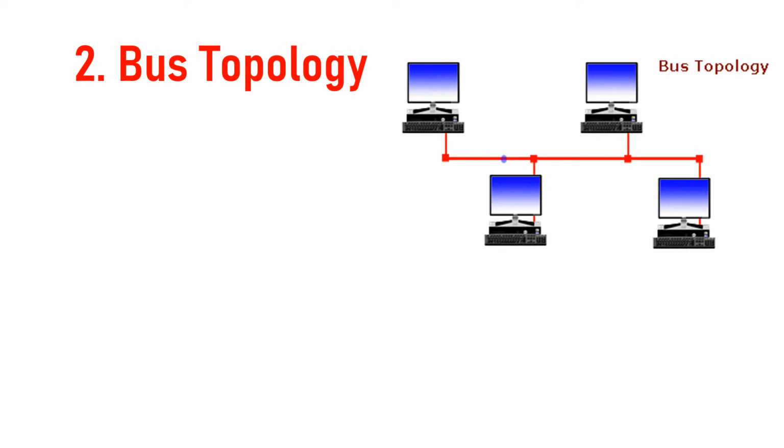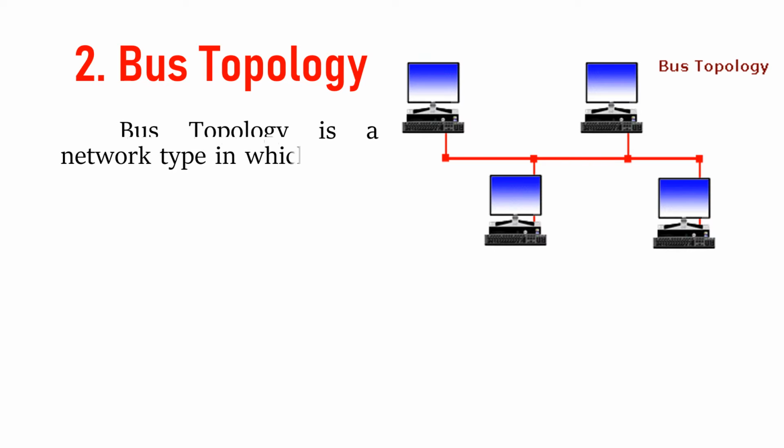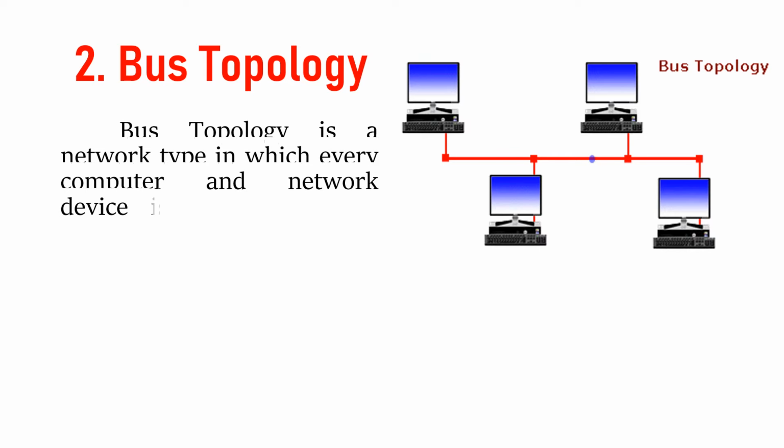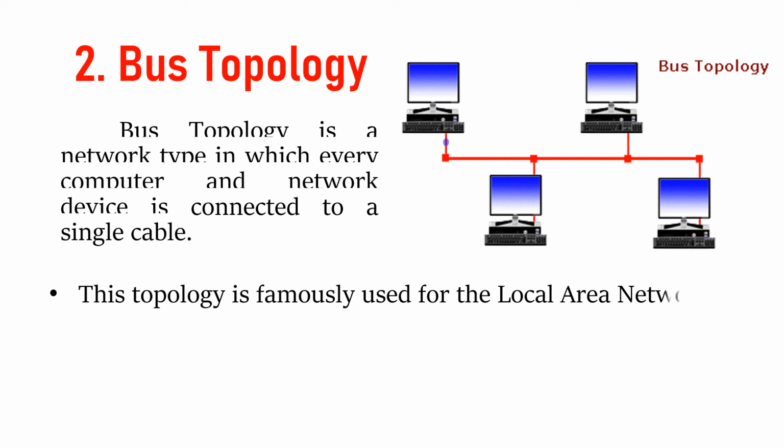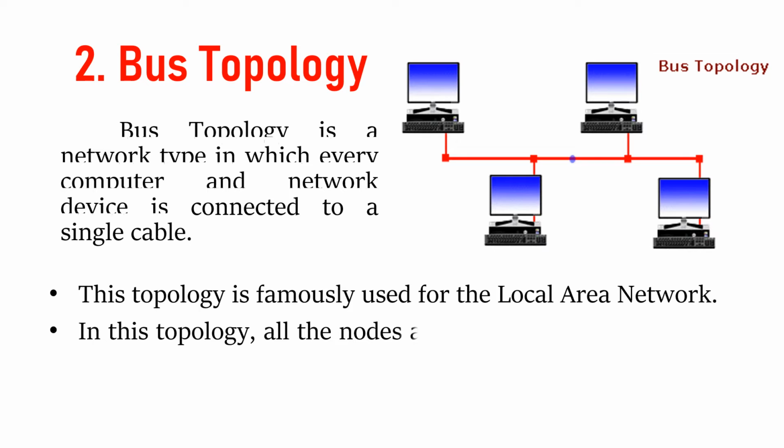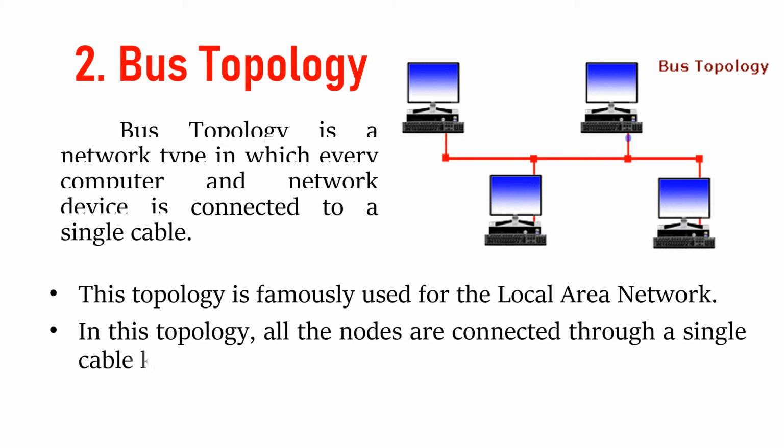Next type of topology is bus topology. Bus topology is a network type in which every computer and network device is connected to a single cable. This topology is famously used for the local area network. In this topology, all the nodes are connected through a single cable, known as backbone.